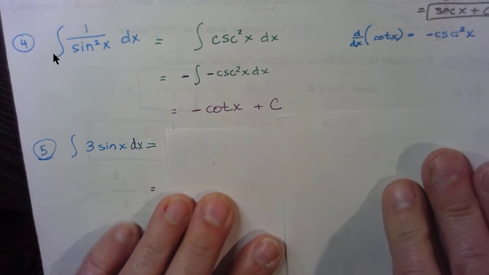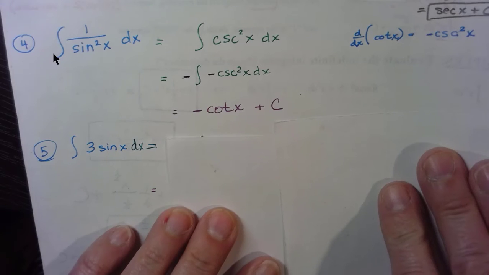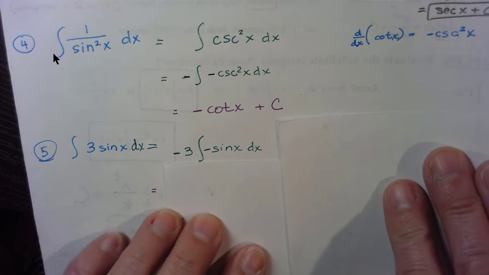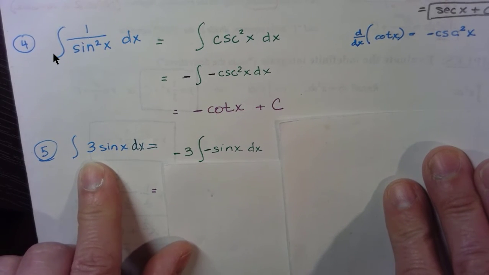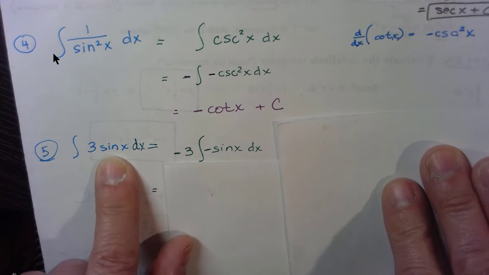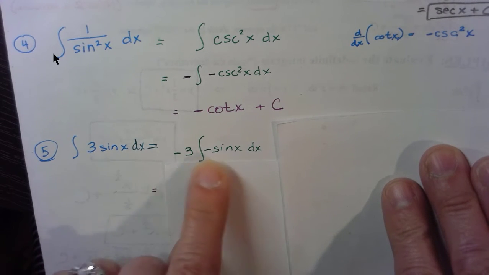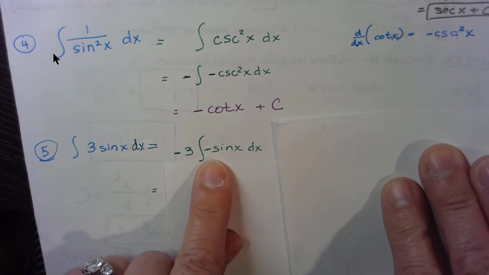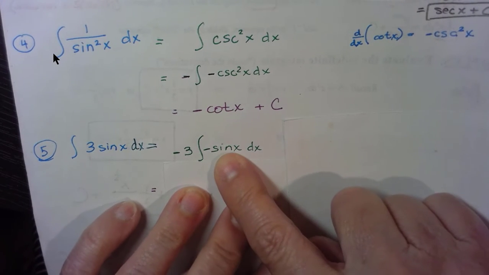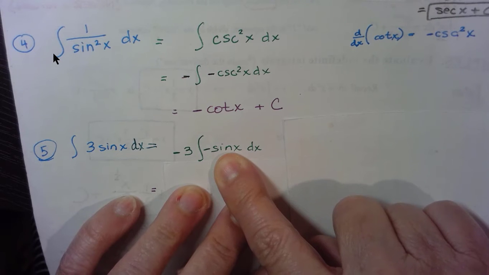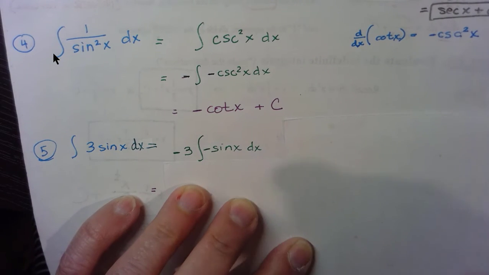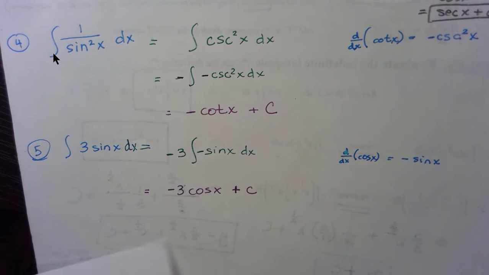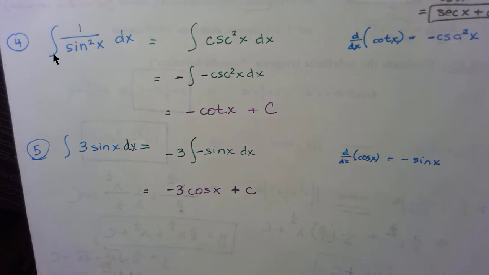And the last one of these, what can I do? We can certainly bring the 3 out. What also can we do? Sine is not a derivative, negative sine is. So I can multiply inside and out by negative. And now I know that the integral of negative sine of x is cosine of x. In other words, the derivative of cosine is negative sine. I have what I need. There's your answer. There you go for some trig problems.